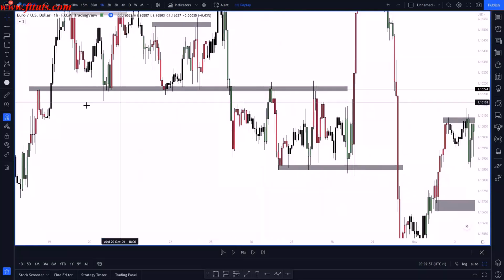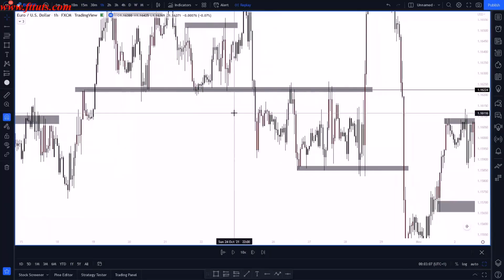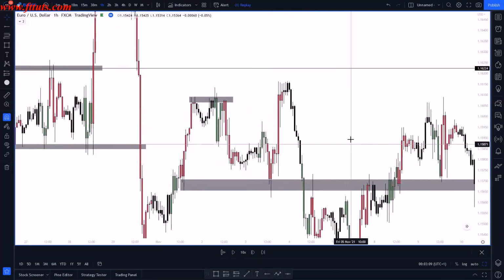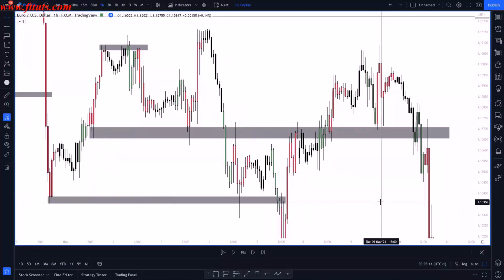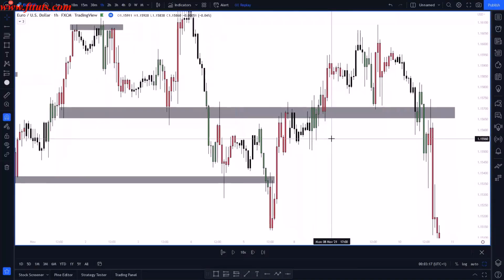So you can see with 2 zones right here. So first of all, we had this zone. 1, 2, 3, 4, 5, 6. All 6 times that price tapped into it, it rejected. And then when it broke out, it did a break and retest. So 6 times in a row, it rejected that one zone. And then we go over to this one here. 1, 2, 3, 4, 5, 6, 7. All 7 times price tapped into it, it rejected.